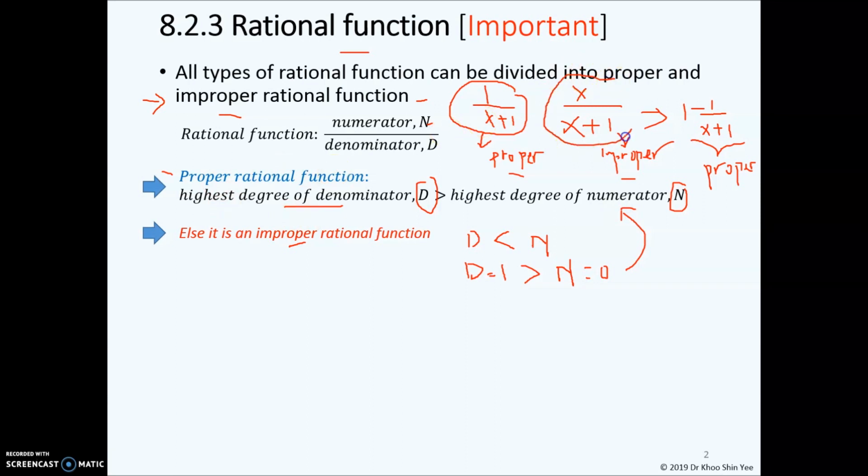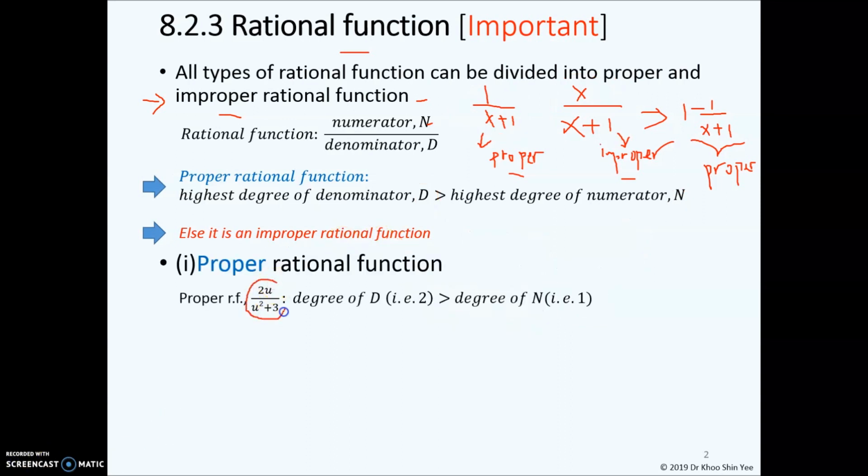How about this? For this case, d is equal to 1, and at the top, the degree of n is also the same, equal to 1. So d is equal to n in this case for the degree, therefore it will be an improper rational function. We have more examples here. You can see that the degree at the bottom is 2, u to the power of 2, and at the top, the degree is 1. So in this case, it will be a proper rational function, because we cannot further reduce it, right?